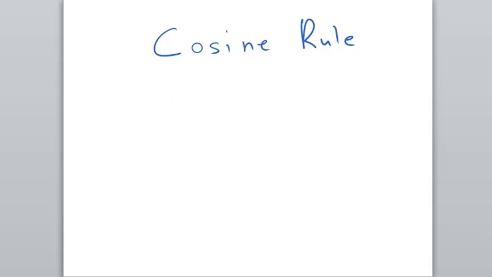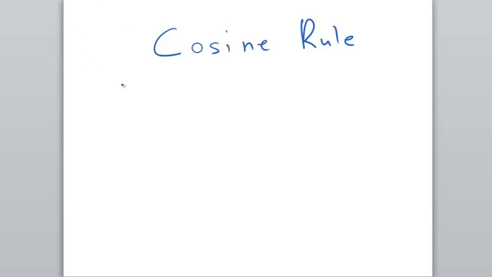Now let's continue with trigonometry. The first thing that we're gonna learn is how to find angles and sides which are not special triangles, nor do they have a 90-degree angle. So we're gonna learn a series of rules and regulations. Let's start with the cosine rule.